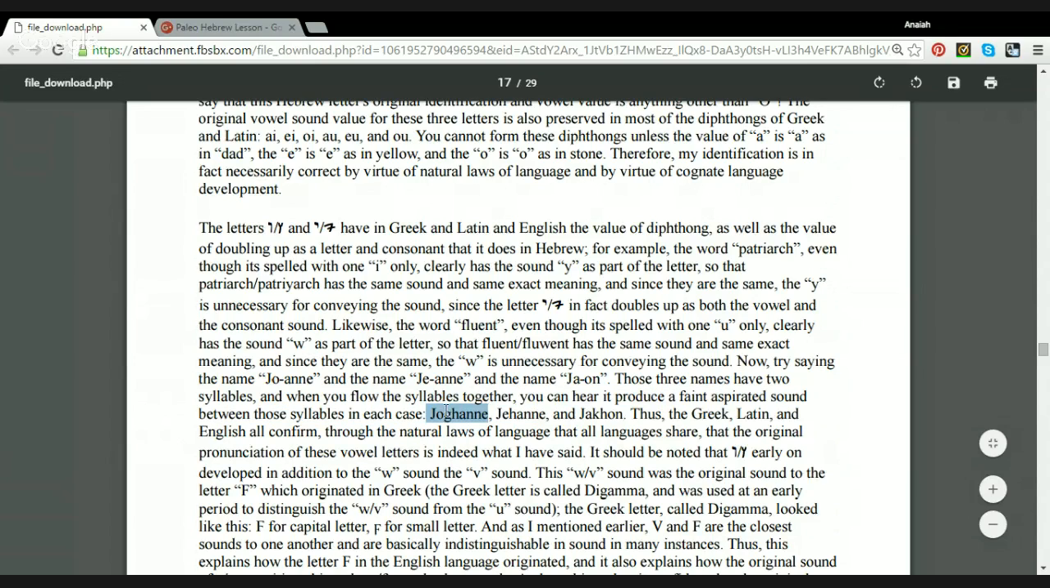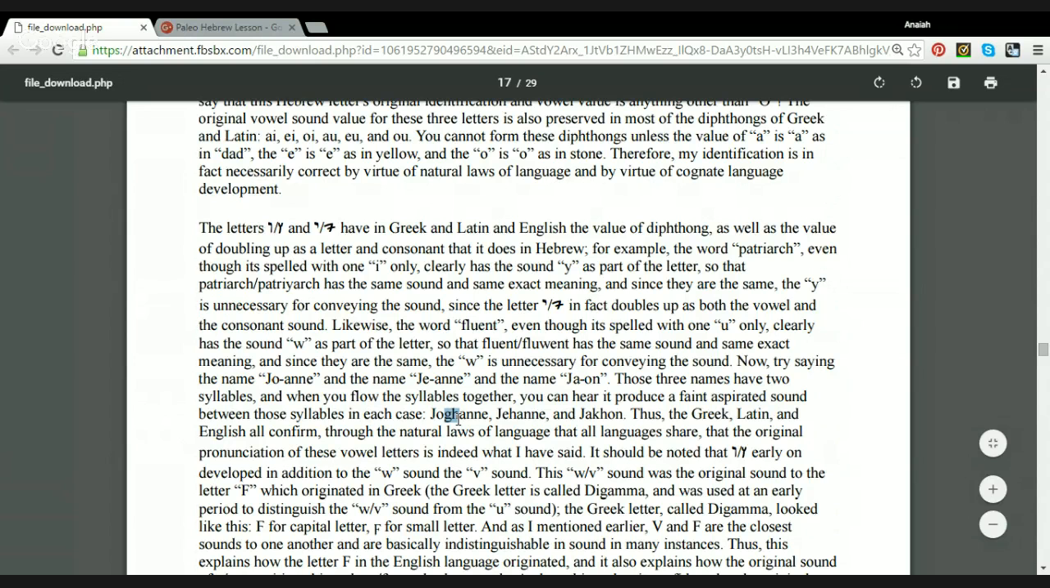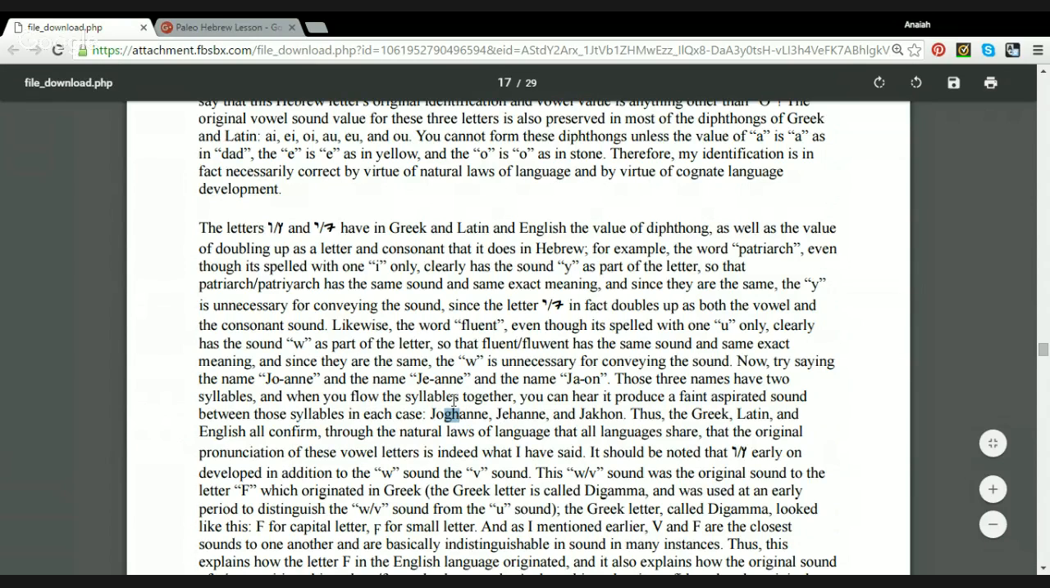If you say it fast, it's like Jogan. But it's not a hard G sound; you can kind of hear a soft G, like Joanne, gan, gan. And then Jehan, you kind of hear the H as well. And then Jahan, like the A.